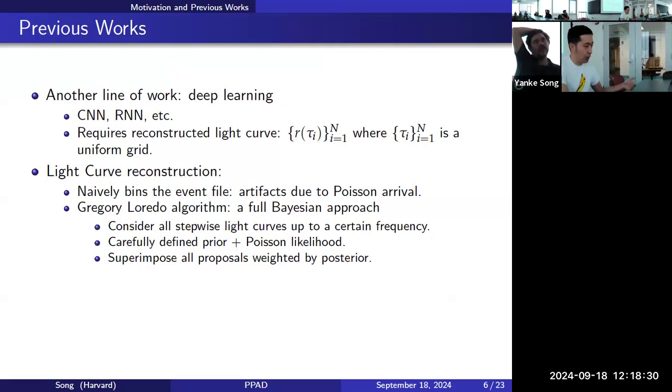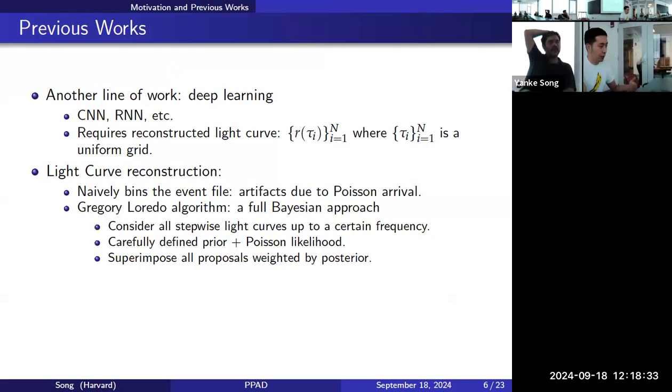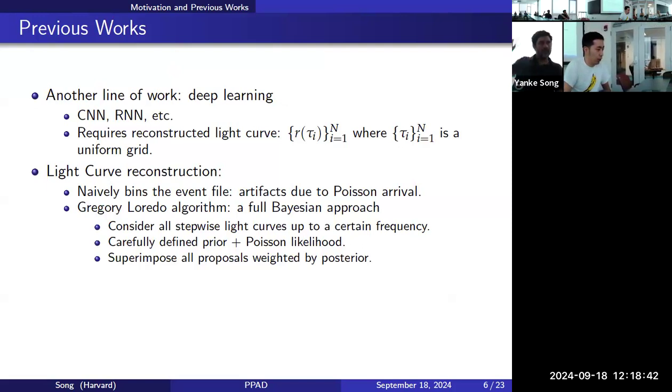And now there's a more complicated Bayesian approach, which I think is pretty rigorous, called the Gregory-Loredo algorithm. I'm going to talk about it very briefly. What the GL algorithm does is that first they consider all the hypothesis light curves, which is all the stepwise light curves up to a certain frequency. For example, you can propose a constant light curve. You can propose a two-step light curve, up to, I think people usually do up to a 20-step light curve. And you put some prior probability on those different light curves.